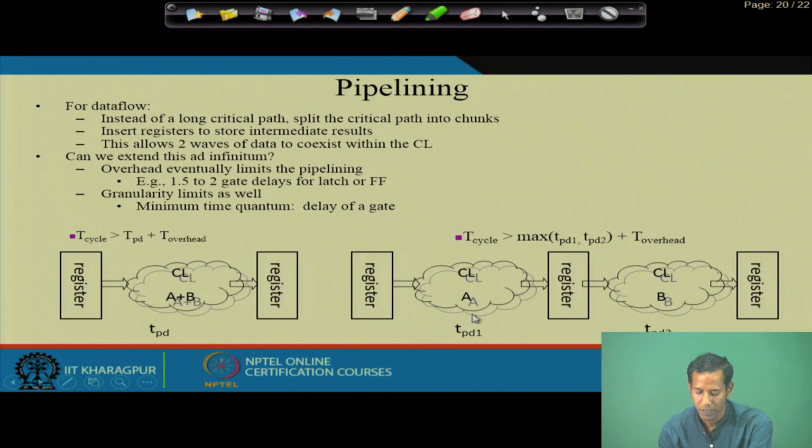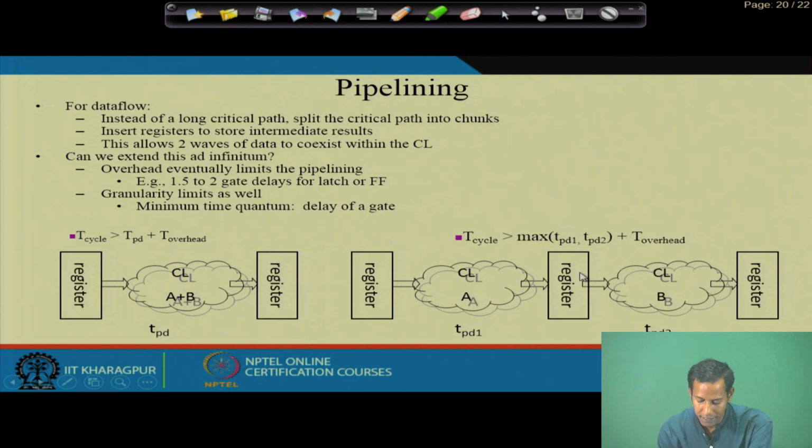So, at that time this will be TPD 1, that means the propagation delay associated with only clock A, and TPD 2, the propagation delay associated with clock, that means task B. So, at that time the minimum cycle time will be the maximum of TPD 1 or TPD 2, plus T overhead.